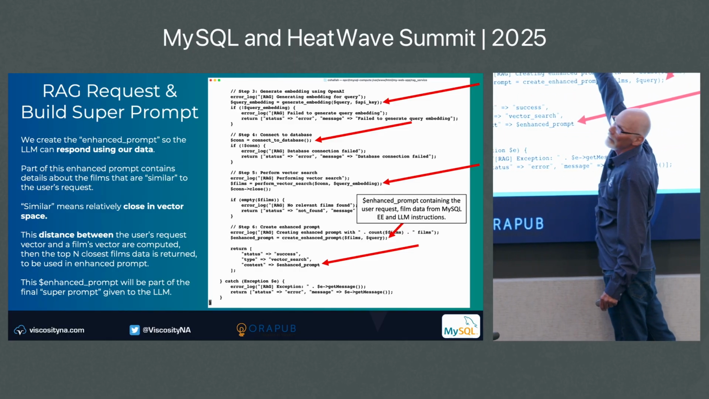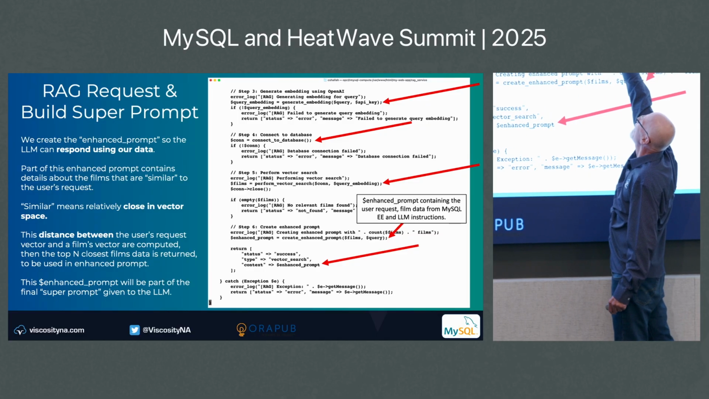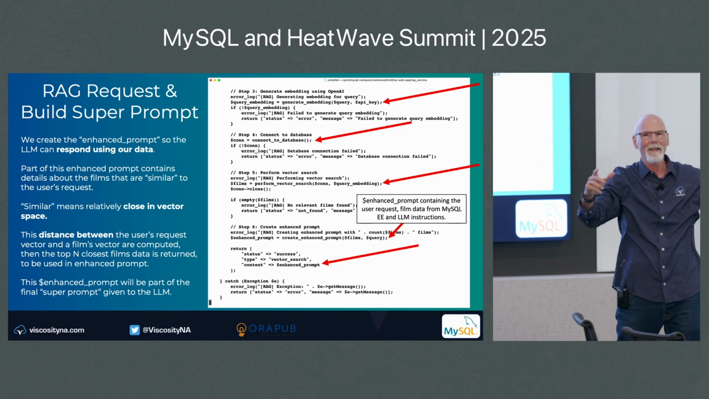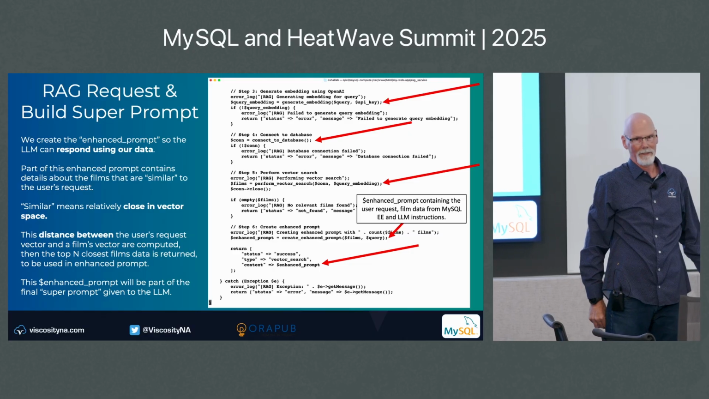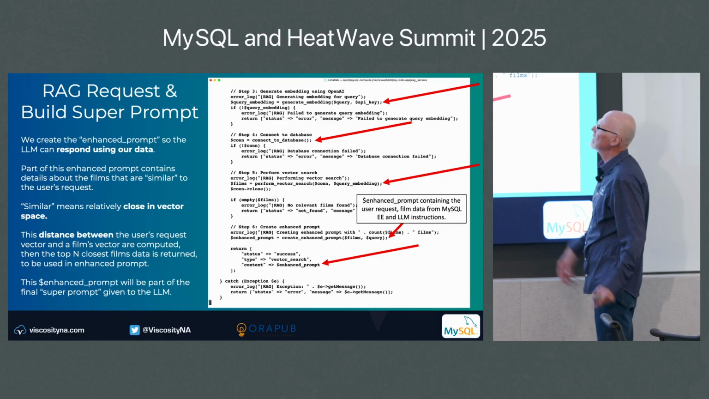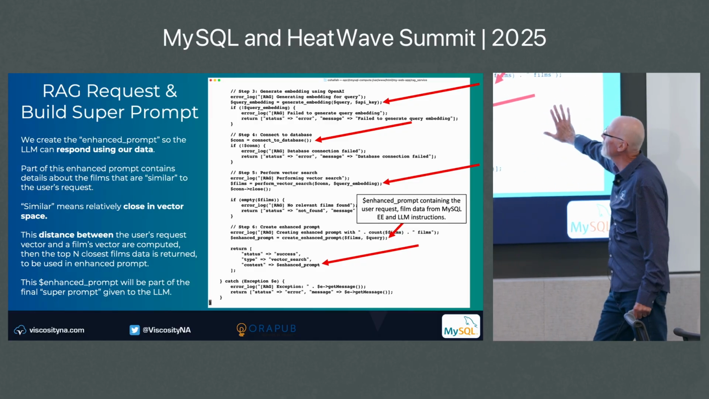We need a connection to the database. There's my embedding right there. It's going to give me back my top three films, or however many we're asking for. In the app, we actually ask for five, but it's easier to just say three.